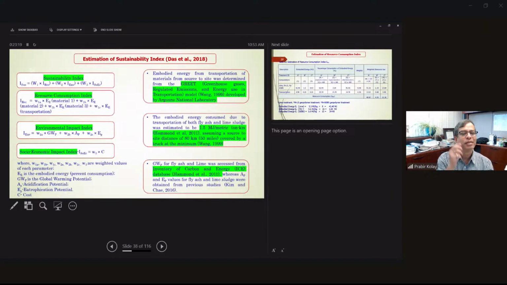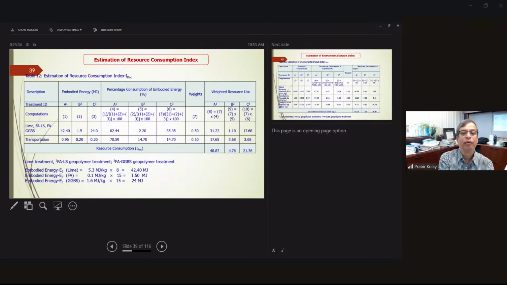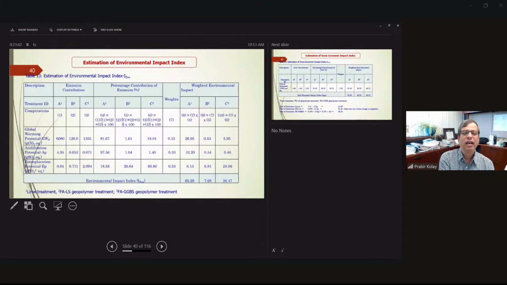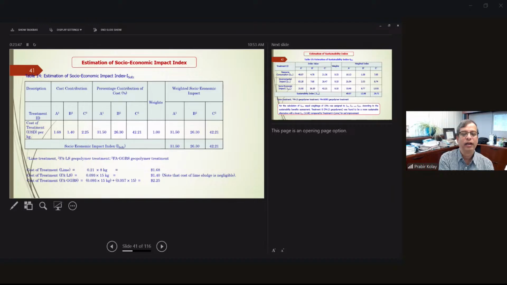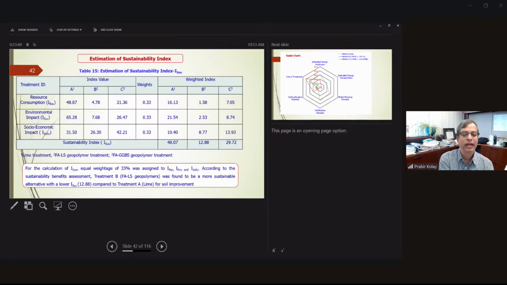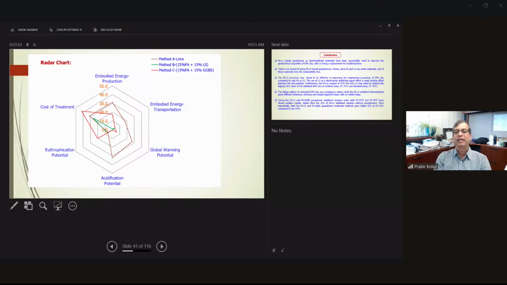So for the sustainability index, these are different indices we calculated using the greenhouse gas and the inventory of carbon and energy database. We used that to calculate the embodied energy for the lime, fly ash, and GGBS. And then we calculated the final sustainability index. So we'll get a graph like this, a chart.